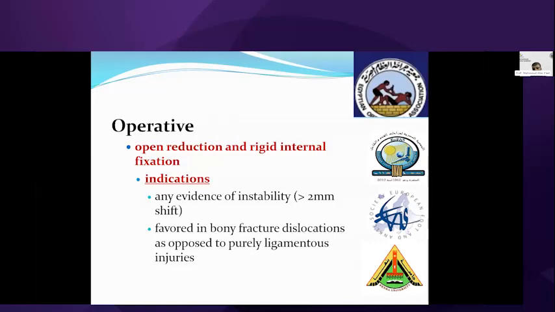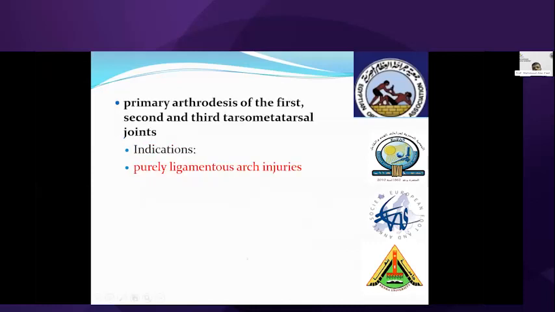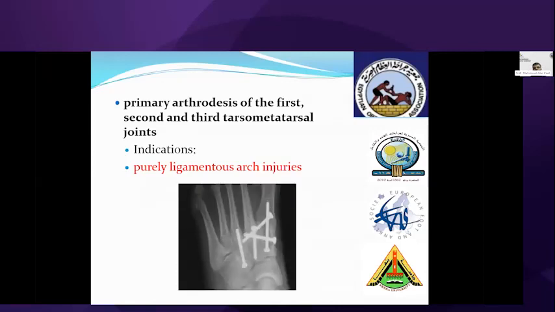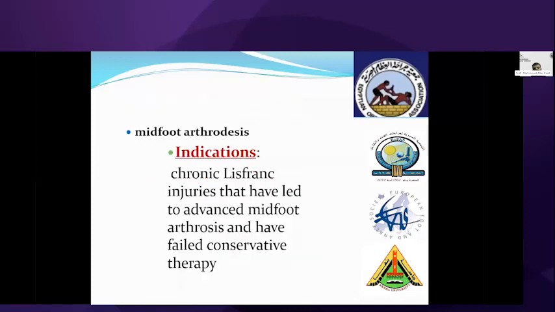As for pure ligamentous injuries, the evidence-based medicine now favors fusion. Primary arthrodesis of the first, second, third tarsometatarsal joints is indicated for pure ligamentous injuries, excluded by CT. This is done with screws. There is a controversy between screw usage for internal fixation or for fusion, or bridging plate in open reduction internal fixation, not for the fusion. Midfoot arthrodesis: we should extend the arthrodesis to the navicular and midfoot in chronic Lisfranc injuries, with neglected injuries more than 6 months, with advanced midfoot arthrosis, and have failed conservative therapy.